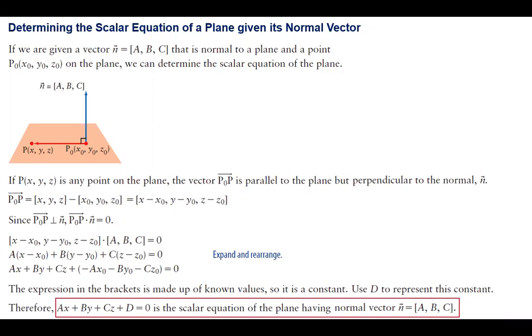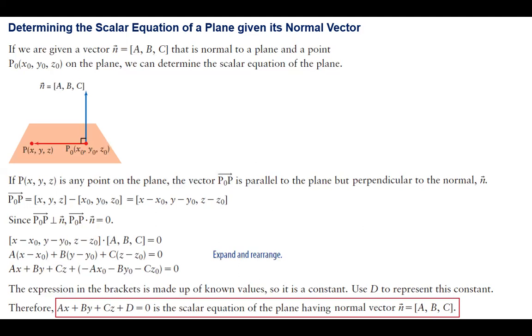Since P0P is perpendicular with the normal vector of this plane N, we know the dot product between P0P and the normal vector N is 0, right? Which means x minus x naught, y minus y naught, z minus z naught, dot product with A, B, C equals 0. So according to the definition of dot product, this gives us A times x minus x naught plus B times y minus y naught plus C times the difference between z and z naught equals 0.